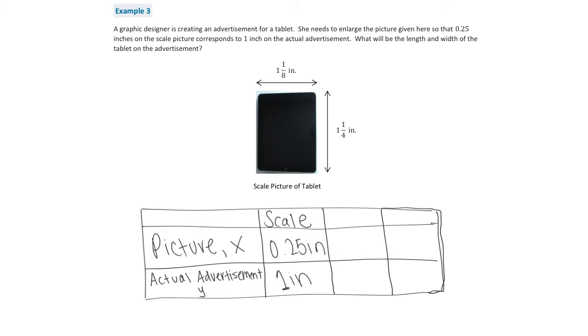Now let's add the picture measurements to the table. So for our length, we have 1 1/4. So first we need to label our length, and our picture is 1 1/4 inches. Now we're going to look at our width here. We're going to label in our table width, and our width is 1 1/8 inch.